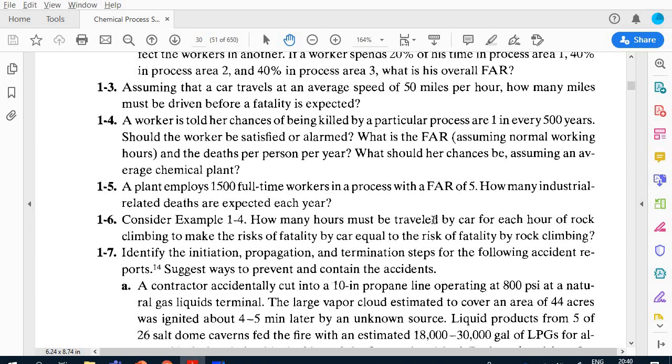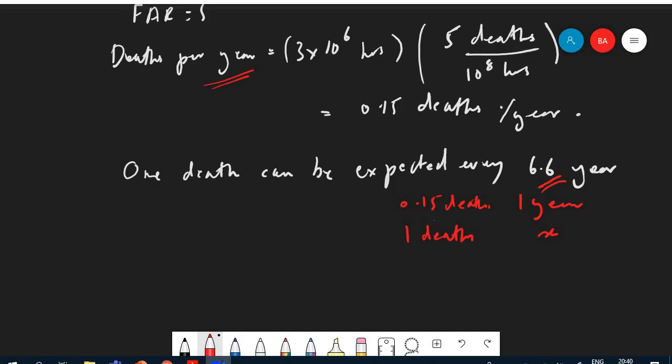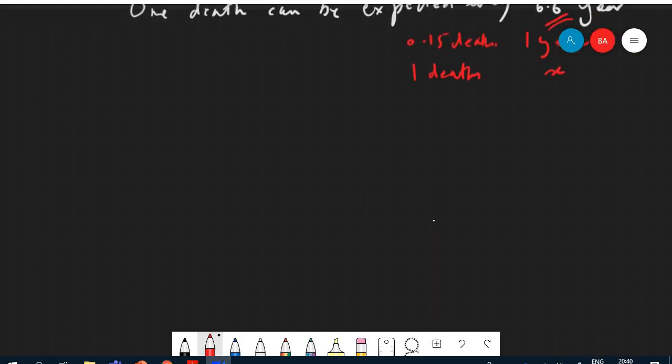Okay, so again, if you get a chance to solve 1.6, just solve it, and then you can come back. So consider example 1.6. I'll just keep quiet for a moment. Okay, go and come back.